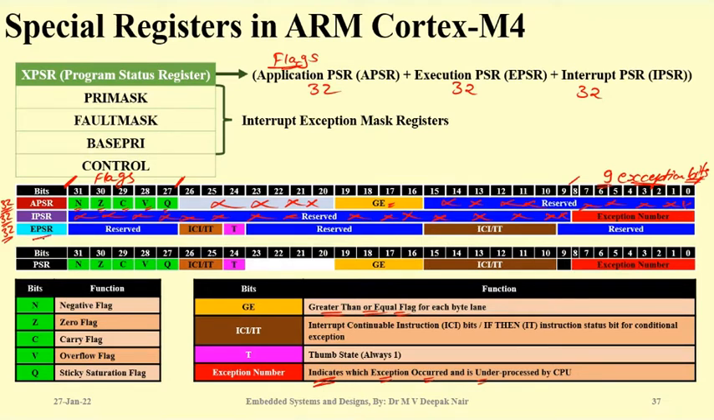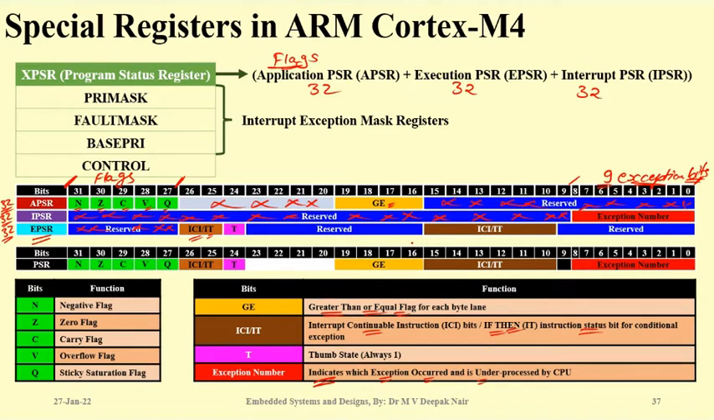Then comes EPSR, which is your execution PSR. In this you can see bits 31 to 27 are not used. ICI and IT, 2 bits are used, which tells you interrupt continuation or if-then. IT represents the if-then instruction status. Whenever you write some conditional function, or for an exception, the if-then bit is used, or the interrupt continuation bit. We will explore them in more detail, don't worry. But just know the names.